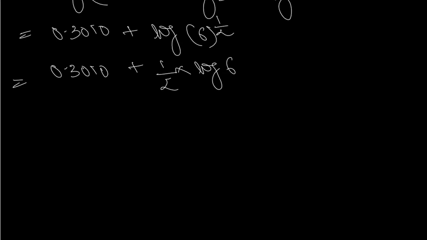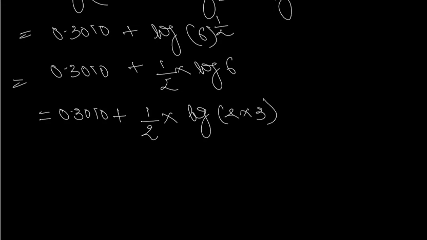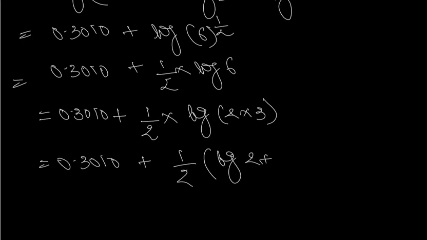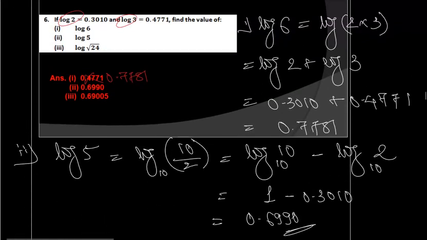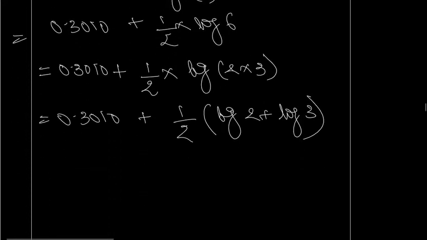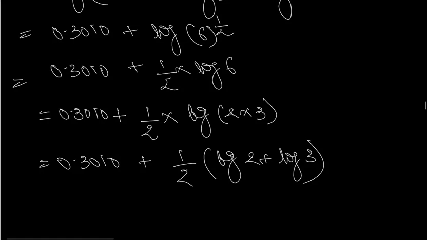Can I simplify this further? 0.3010 plus half multiplied by log of 2 into 3, right? 0.3010 plus half bracket log of 2 plus log of 3. Actually, we know the answer of log 6, don't we? Yeah, 0.7781. Why are we doing all this? See, these two steps were completely unnecessary. I'll just erase them.